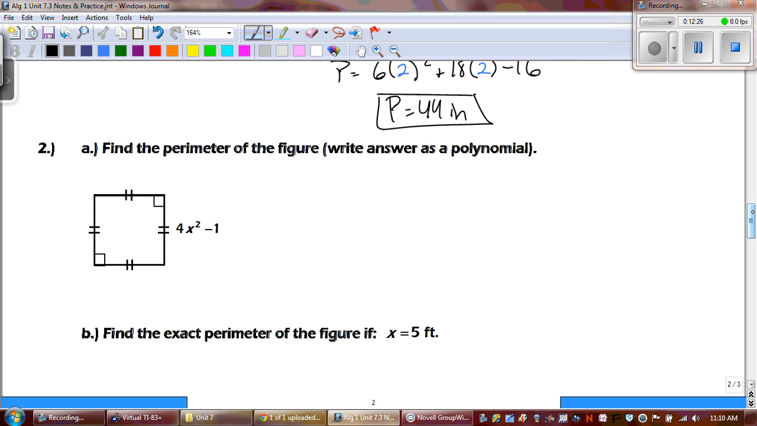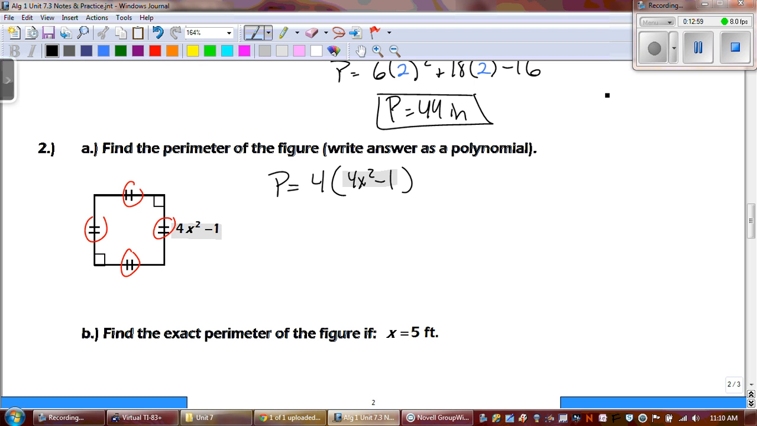All right, find the perimeter of the figure and write your answer as a polynomial. So I know that we have a square because look at all my sides. All my sides are exactly the same. So I know that I have 4 of exactly the same side, which is 4 times 4x squared minus 1. Okay, so we can distribute to get our answer.